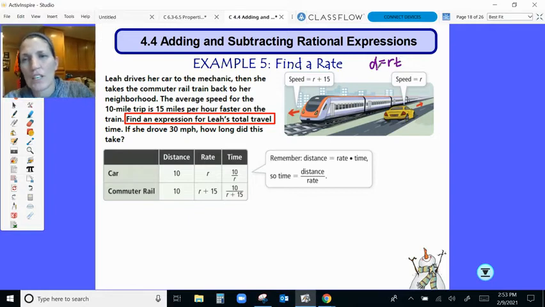If we wanted to solve for T, we would divide by R and get T equals D divided by R, and so forth and so on. Okay, and we can use this interchangeably back and forth. And that's what we're going to do here.